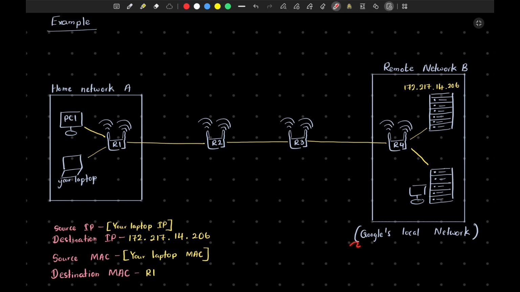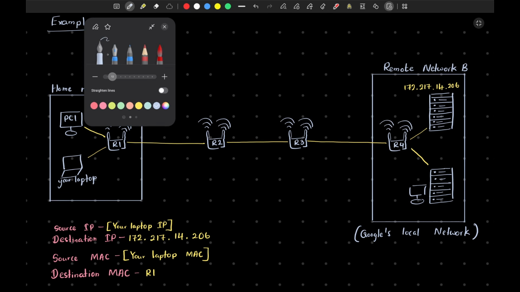So let's assume that this is Google's local network, and what I need to do is, from your laptop, send some data to this server, Google's server. So what we have to do is identify the IP address of this Google network, and then form the frame in this laptop, and then send it over to the Google server. So let's see how that happens.